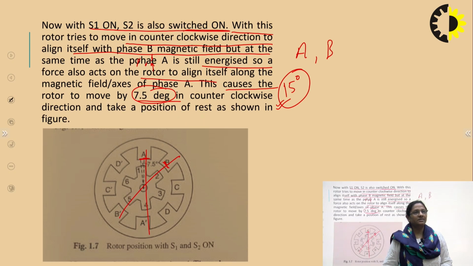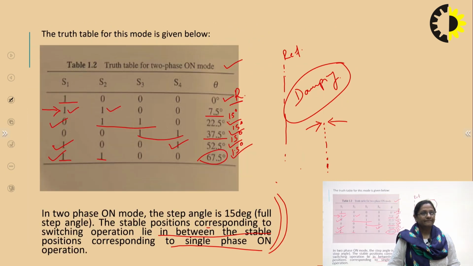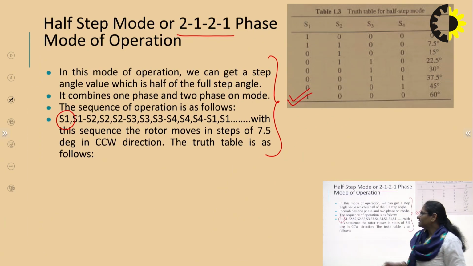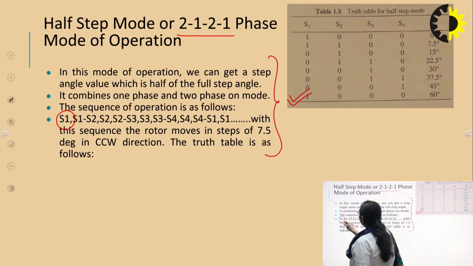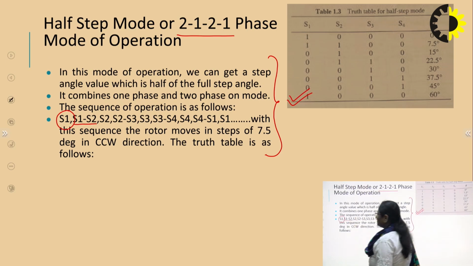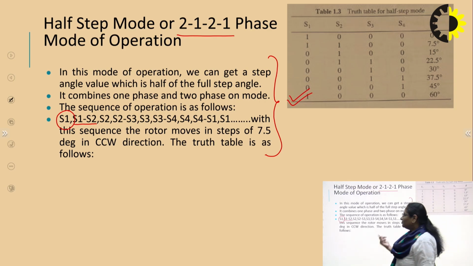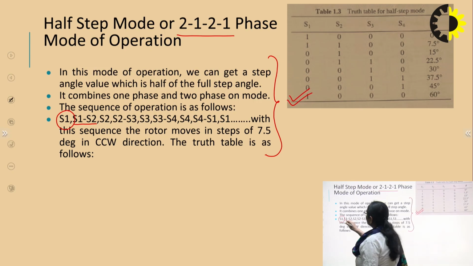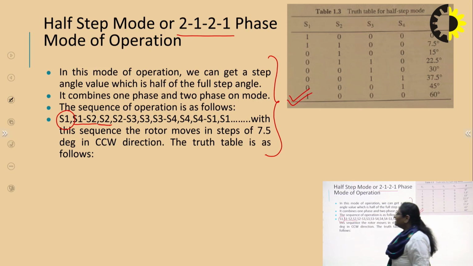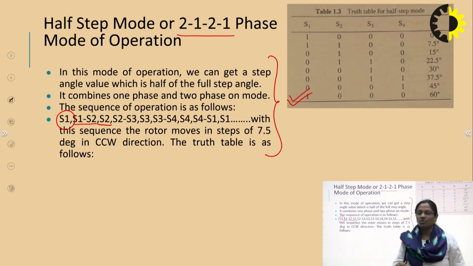Now after that, two phases are energized, and the two phases which are energized are phase A and phase B. So switch S2 is also turned on along with the switch S1. Further, switch S1 is closed and only switch S2 is kept open. So which phase would be energized? It is phase A only.